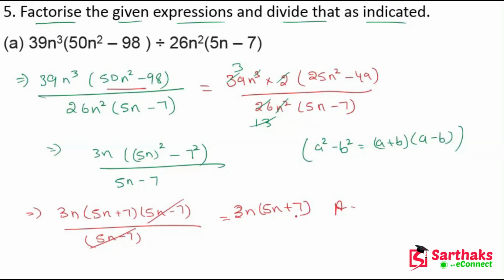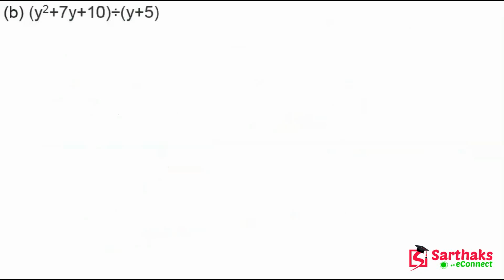Okay, so this is the answer of this question. Yes, now here we have y square plus 7y plus 10, and it is divided by y plus 5. So first of all, again we have to find the factors of this expression.